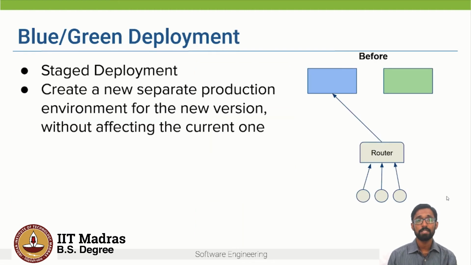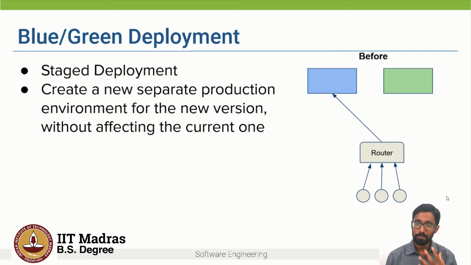One such strategy is known as the staged deployment, or the blue-green deployment strategy. What we do is create a new, separate production environment for the new version, without affecting the current one. Let's say the blue system, shown in the figure, is the live production environment, and the new feature or the next version of the product is deployed to the green environment shown in the picture.